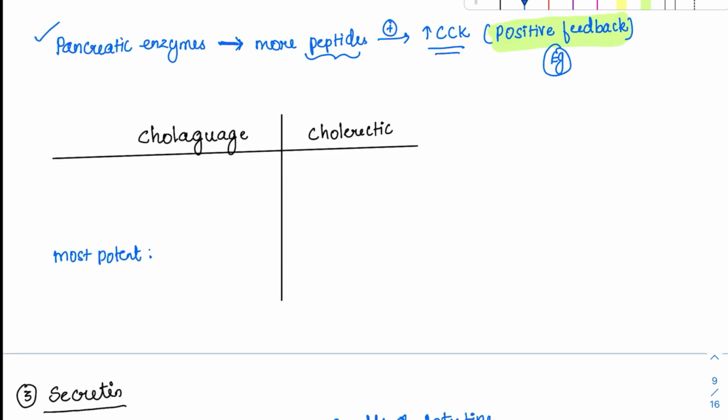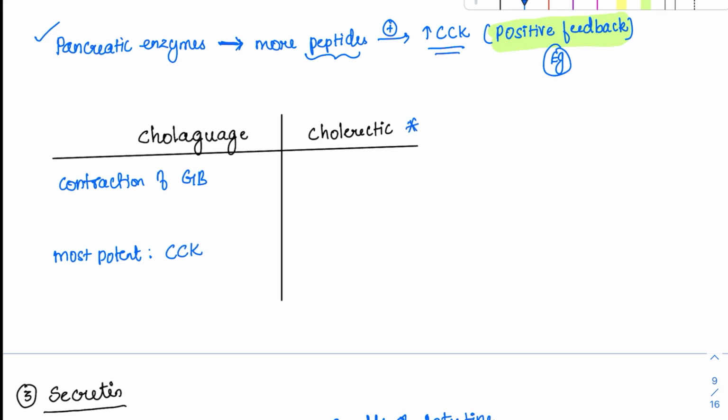There are two terms, one called cholagogue and the other choleretic. This is also commonly asked. What is a cholagogue? A cholagogue is any substance which increases the contraction of the gallbladder. We saw one substance which increases the contraction of the gallbladder, that is CCK. What is the most potent cholagogue? The answer is again CCK.